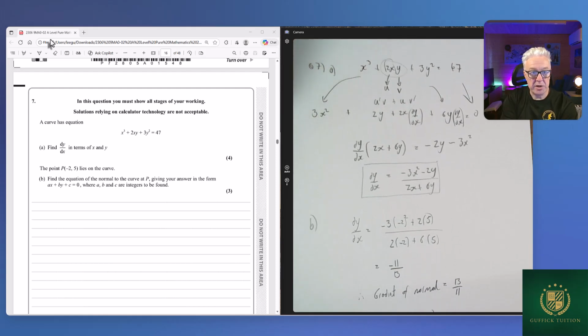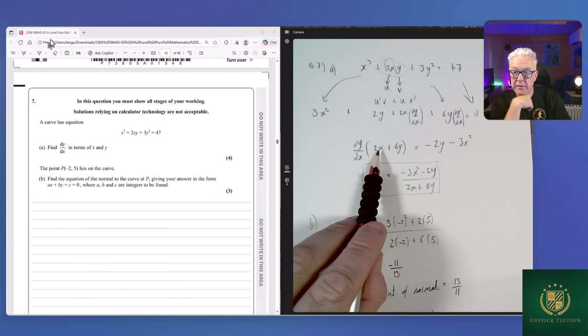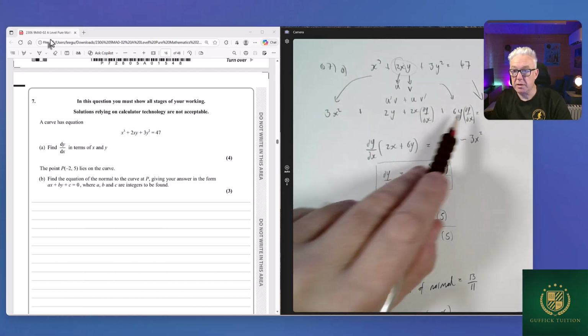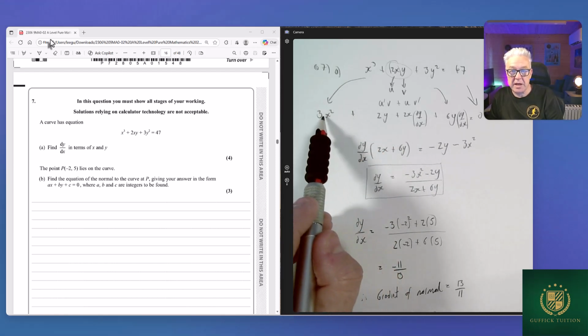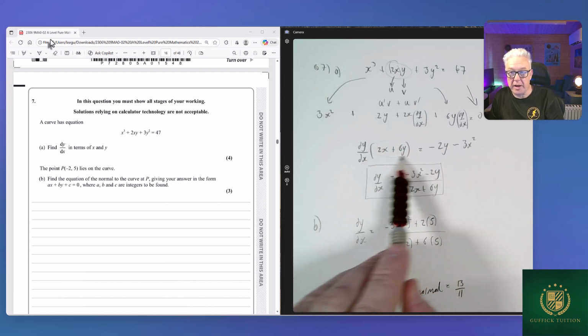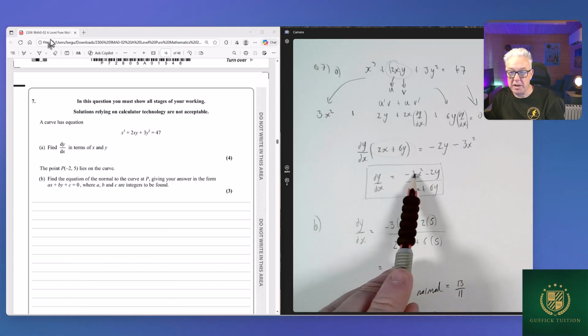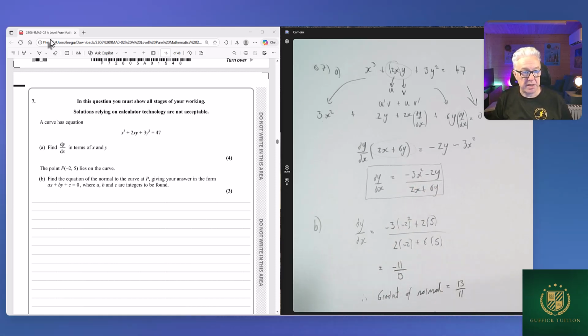Okay, so now part A is just to find dy by dx. What we need to do is collect everything that has a dy by dx on one side and everything else on the other. I'm going to take out a factor of dy by dx, so I have these two terms gathered together and factorized out. I've taken my 3x squared and my 2y over to the other side, and then I divide by that. So I get dy by dx is minus 3x squared minus 2y over 2x add 6y. So that's part A done.